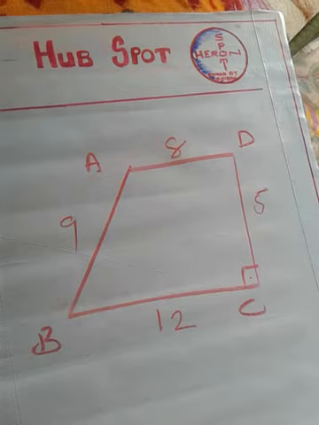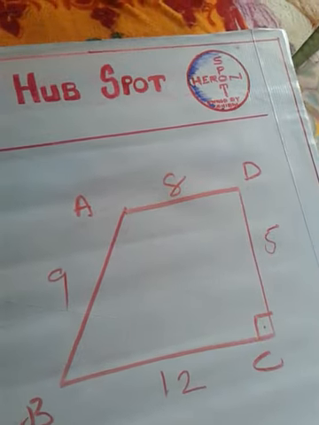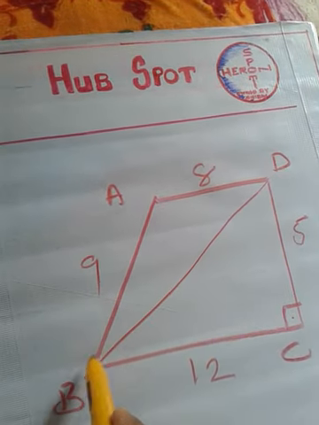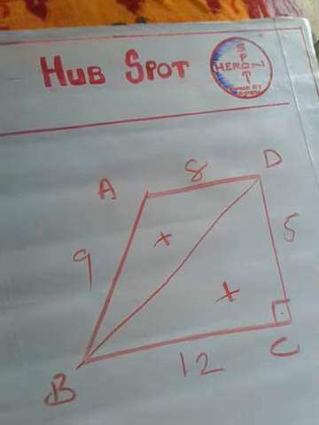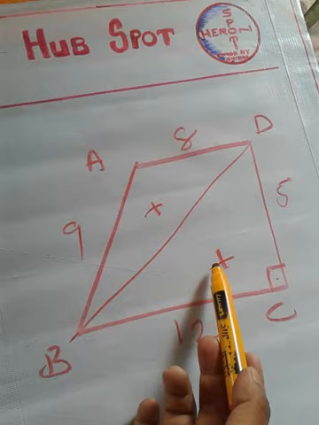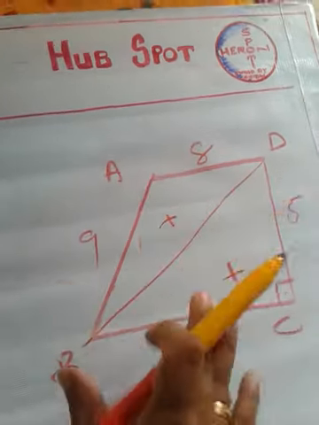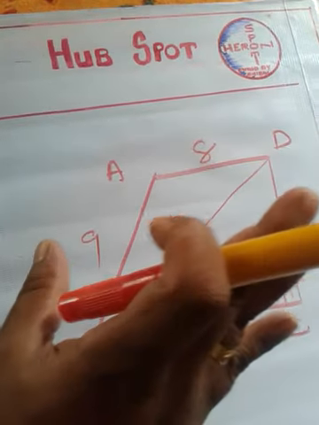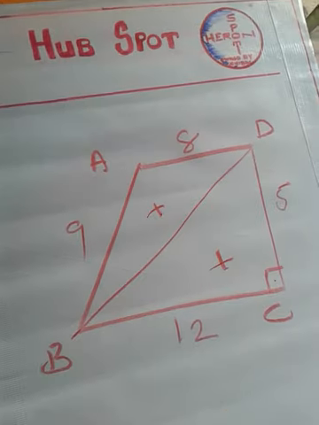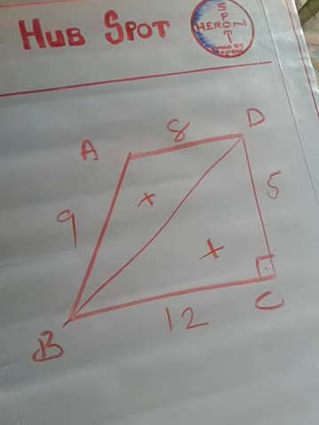We can use Heron's formula here. You just divide this entire quadrilateral into two triangles. If you join BD, you will get two triangles, no? Then by using Heron's formula, you can calculate the area of this triangle, and by using Heron's formula, the area of this triangle. After calculating both areas, you can easily add them.